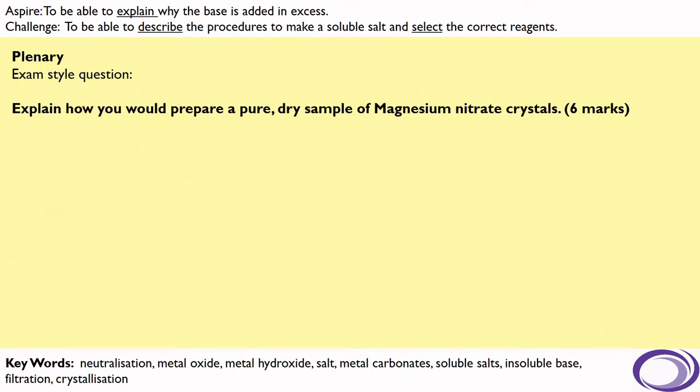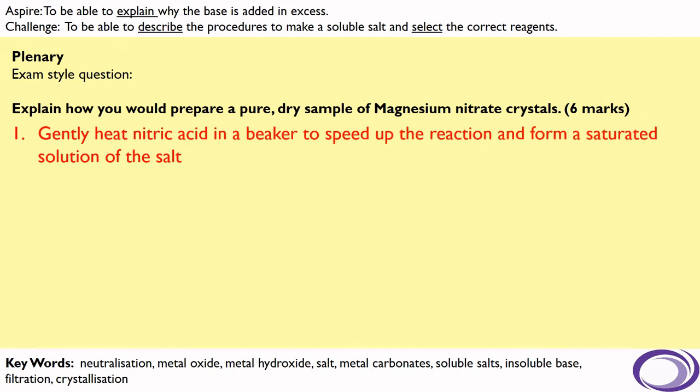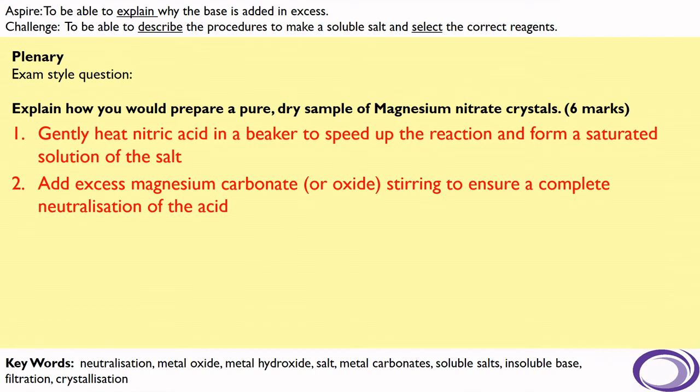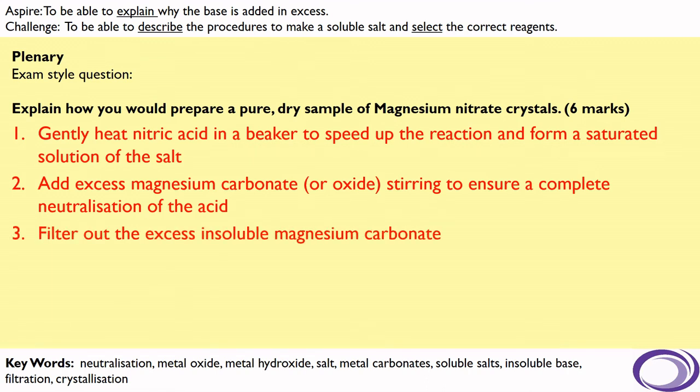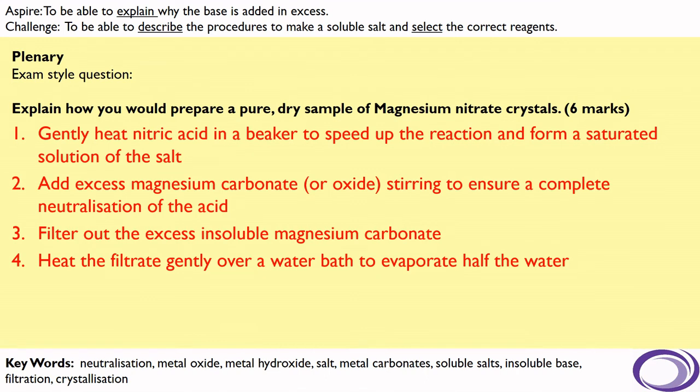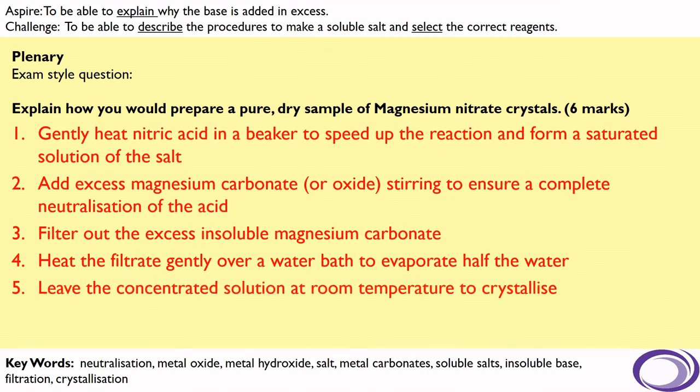So it's time to check our answer. The acid you would have used would have been nitric acid, and you'd need to heat that. Add excess magnesium carbonate, or you could have used magnesium oxide, and stir it to ensure that all of the acid has been neutralised. Filter to remove excess magnesium carbonate or the base that you used. Heat your filtrate over a water bath and then leave it to crystallise. You could also pat the crystals down with a dry paper towel. So check you included all of those points in your answer.